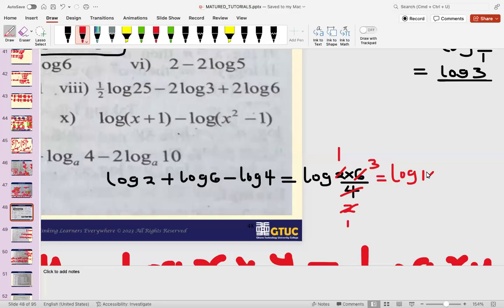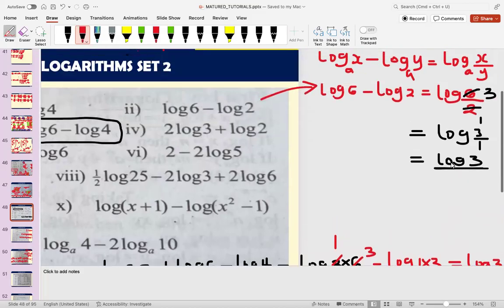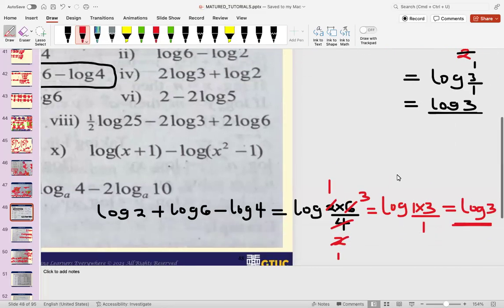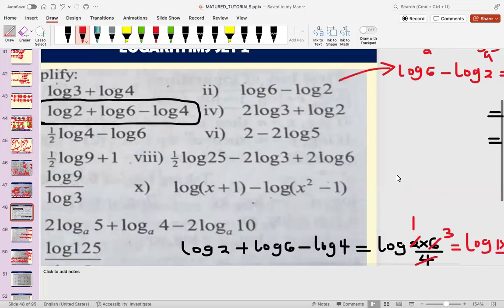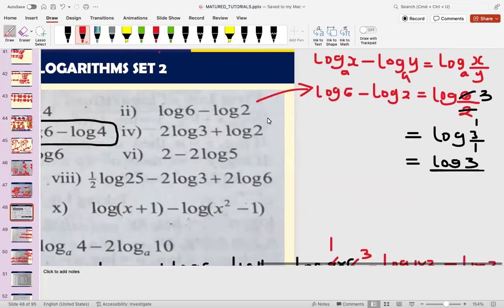3 divided by 1. And finally, this one gives us log 3. So we have the same answer like the second one, log 3. That is the third one. Let's now look at the fourth one.